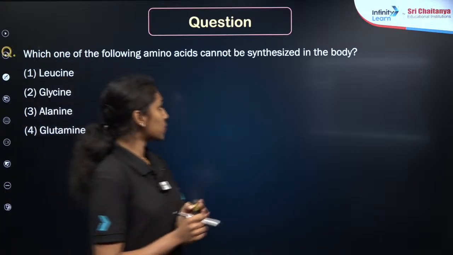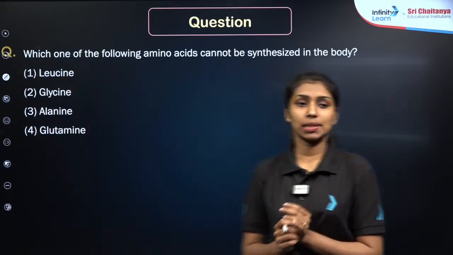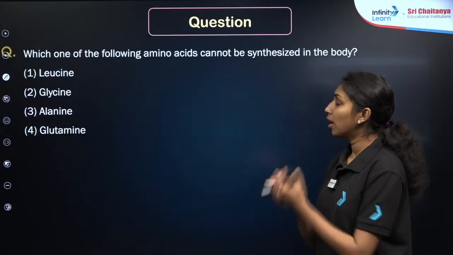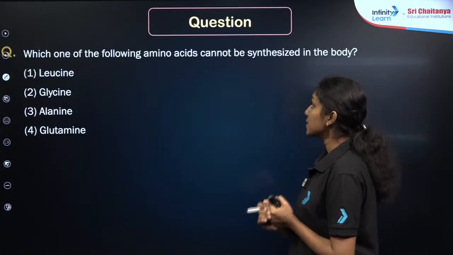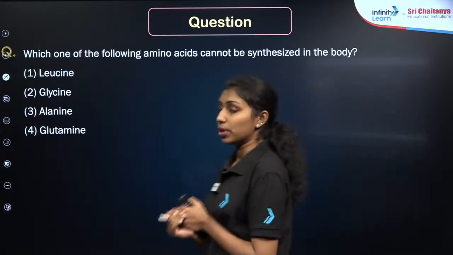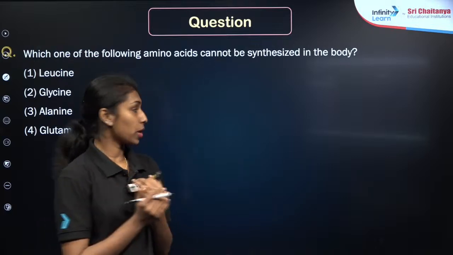Okay, that's all about the structure of amino acids. Now let us practice some questions. Here is the first question for you. Which one of the following amino acids cannot be synthesized in the body?